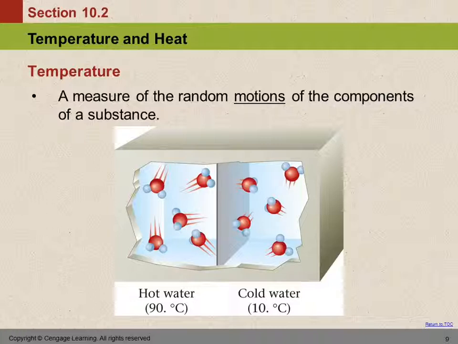Temperature and heat. So temperature and heat are related, but they are not the same thing. Temperature is a measure of the random motions of the components of a substance. So if we look at this box, I mean, who puts hot and cold water in a box? I don't know. On this side, we have hot water, and on this side, we have cold water.